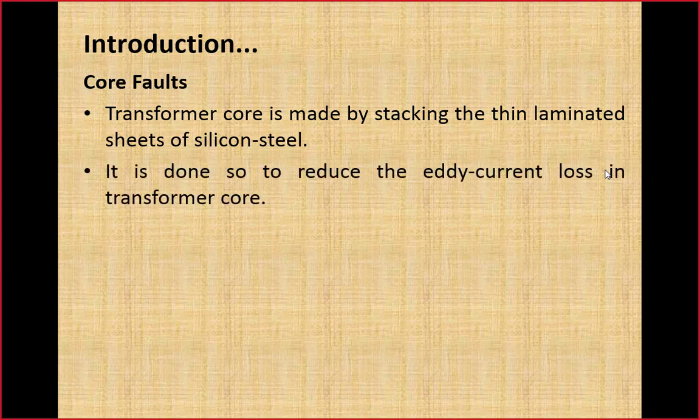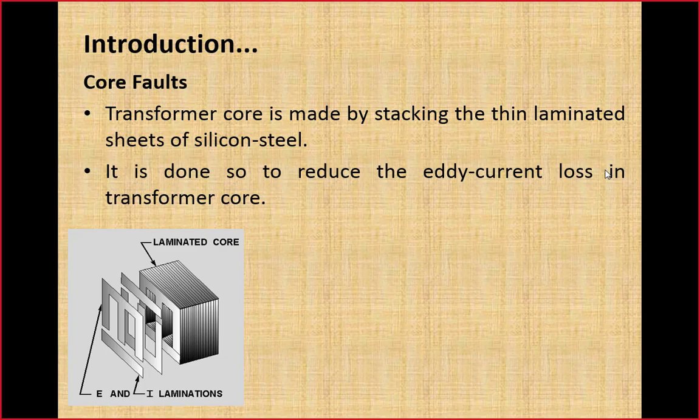So why do we use these sheets of silicon steel to make the core of the power transformer? It is done to reduce the eddy current losses in the transformer core. People already have an idea what is meant by eddy current and how we reduce it. Just to give you a revision, here I have included a few diagrams to explain this concept.